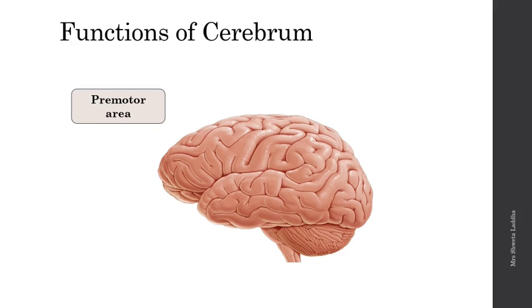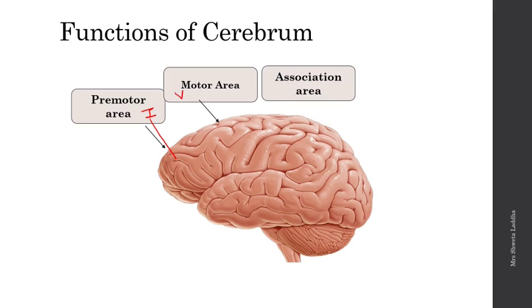The first region, the frontal part, has the premotor area. This premotor area is a very important region in the frontal lobe. It controls all the involuntary activities. The motor area controls all the voluntary activities. The association area, again a very important part of the frontal lobe, regulates the activities of learning, memory, communication, and speech.